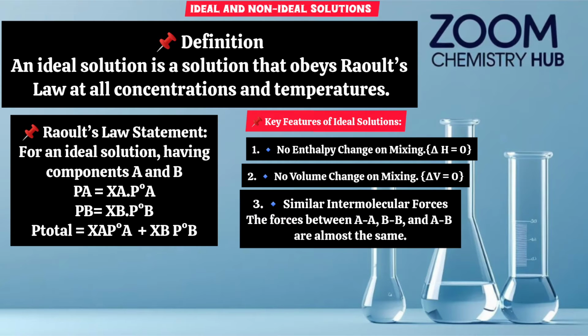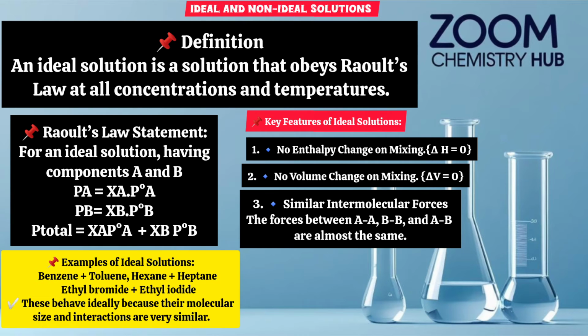Similarly, third point is similar intermolecular forces. These forces between the component A and A, the component B and B, and the component A and B are almost all the same. So before the mixing and after the mixing, the force between the same components or with different components are all the same. Examples of ideal solution: benzene and toluene.